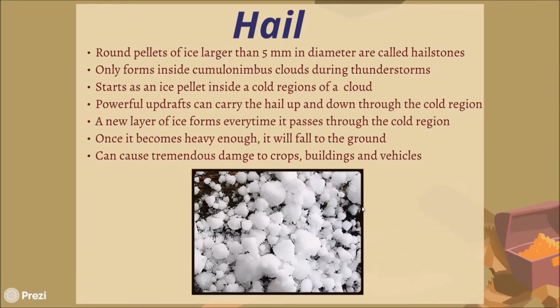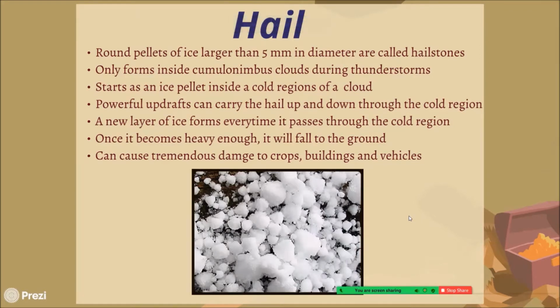Hail are round pellets of ice. Any larger than 5 millimeters in diameter are called hailstones. Hail only forms inside cumulonimbus clouds during thunderstorms. Hail starts as an ice pellet inside a cold region of a cloud, and powerful updrafts can carry the hail up and down through the cold region. A new layer of ice forms every time it passes through the cold region. Once it becomes heavy enough, it will fall to the ground. Hail can cause tremendous damage to crops, buildings, and vehicles.